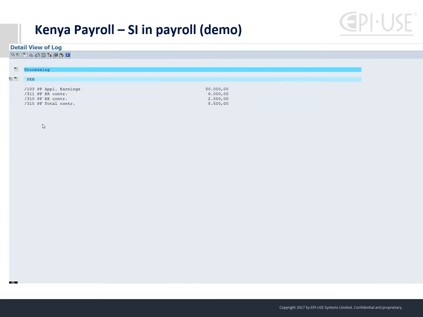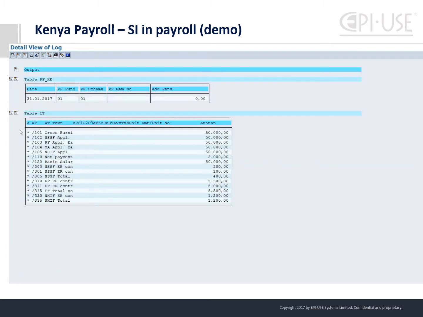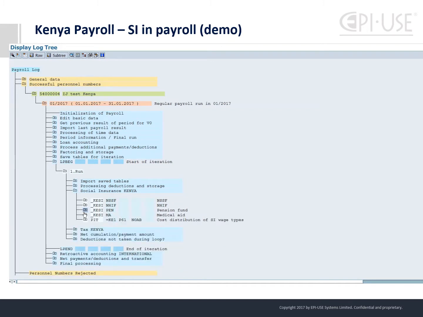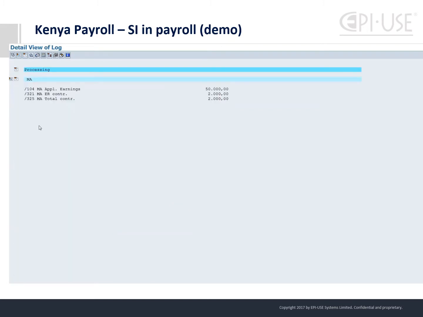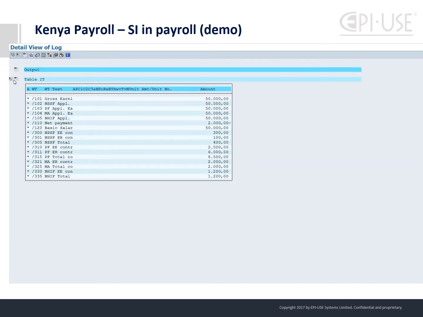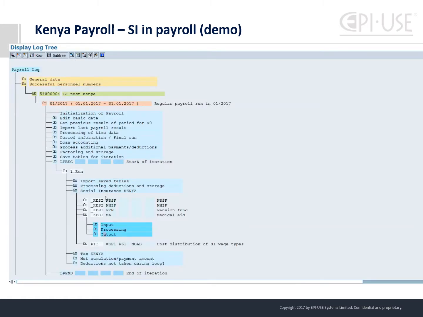Input table again, the processing, which can be expanded with the different tables, where it comes from. And the output again shows me my pension fund wage types that are now added. And the same applies for medical aid. If I look at the processing, I can actually see how it was calculated. And in the input table, I can see the wage types now added for medical aid as well. So all of this is shown here in the log of the payroll, the calculations for social insurances.